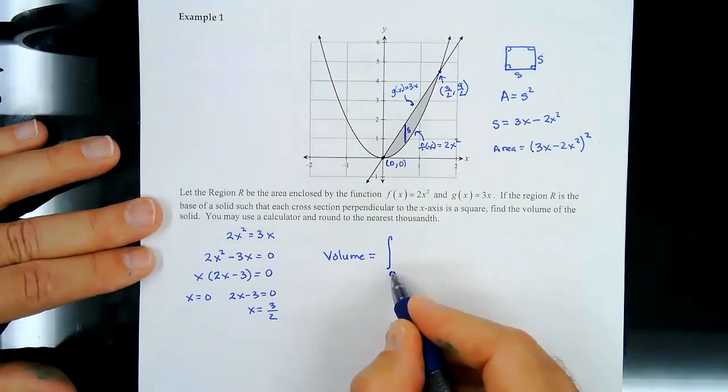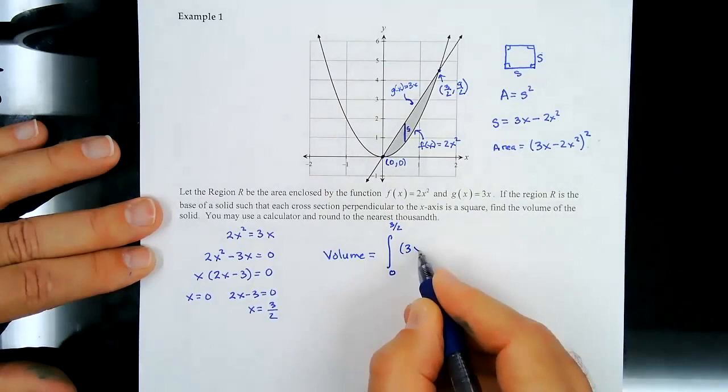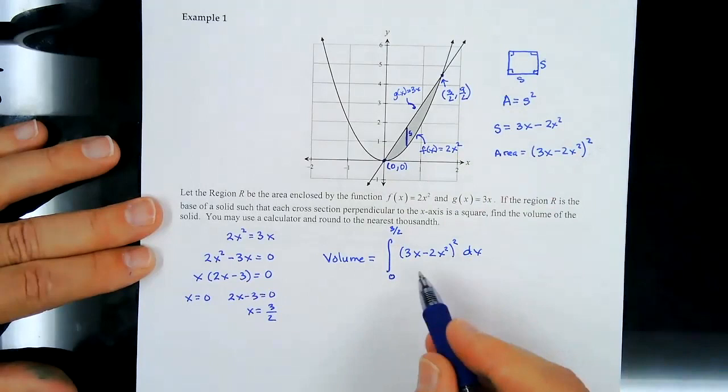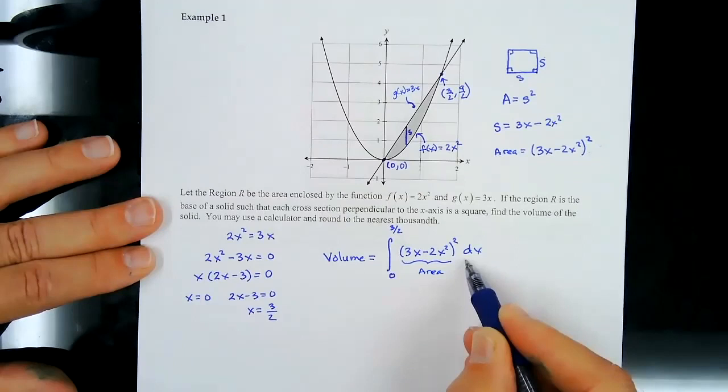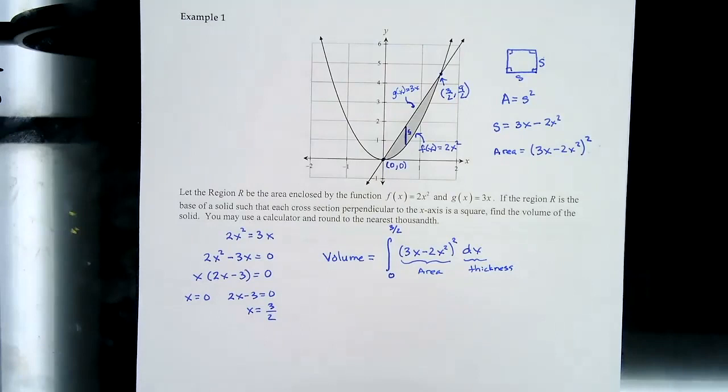And then it's going to be the area, right? So the area is this, 3x minus 2x squared, squared. And then dx, because the thickness of this is my dx. So this is the area, and this right here is the thickness. Because dx means infinitesimally small, it's really a thin, thin slice. So we'll put this in our calculator and we'll get an answer for the volume.